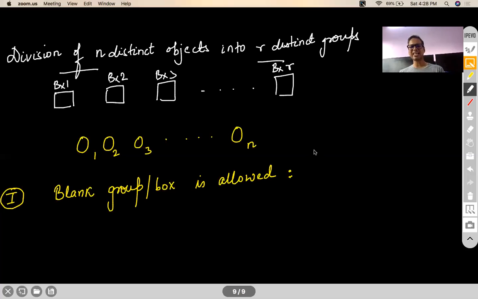How many ways can you distribute these n balls? Now, each box is of infinite capacity. So more than one ball can definitely go in a box. In fact, all the balls you can put in one box also. Each box is so big that it can accommodate any number of objects or balls, whatever you want to call it.